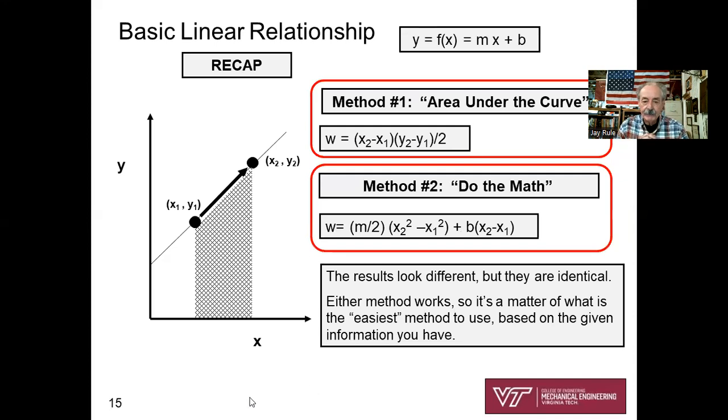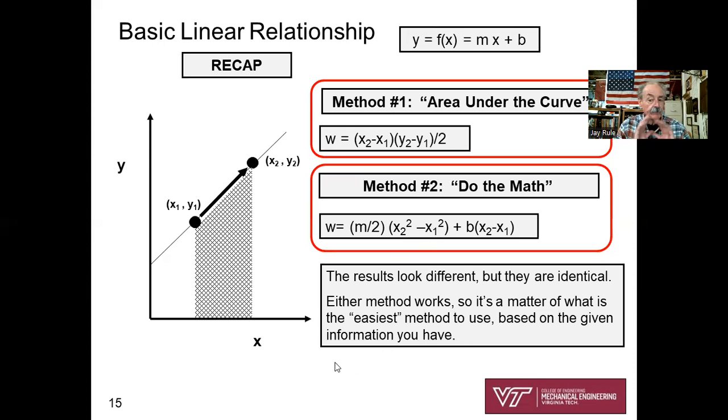So let's recap this basic linear relationship, integrating it. Method 1, area under the curve. We visually saw, okay, we wrote it down, x2 minus x1 times quantity y2 minus y1 over 2. We got a different result for the math. However, if you do some thinking, you're going to see that these are exactly identical. These are identical statements simply because of the linear math.